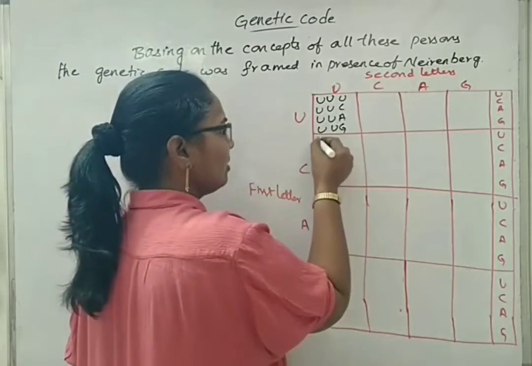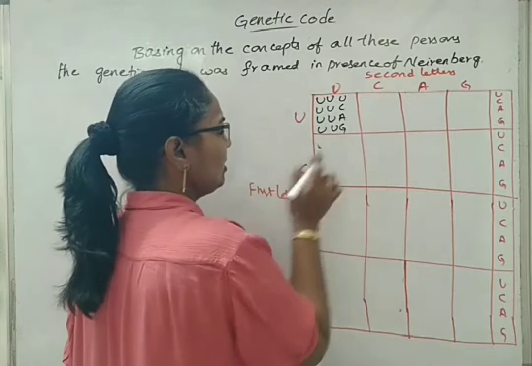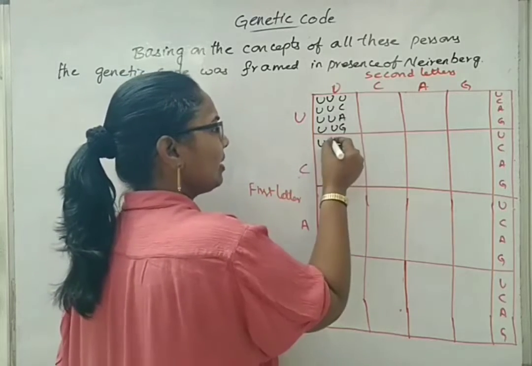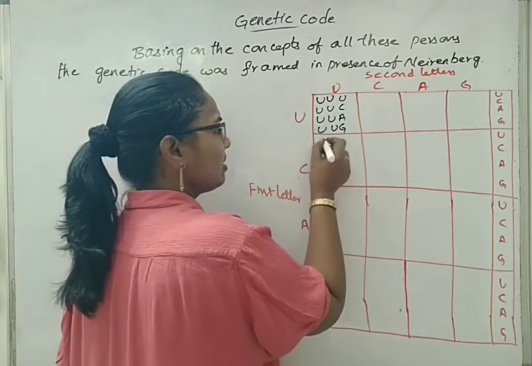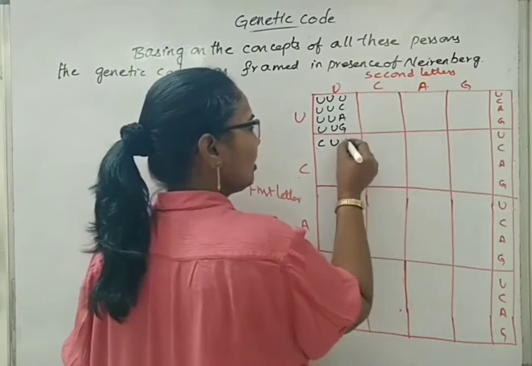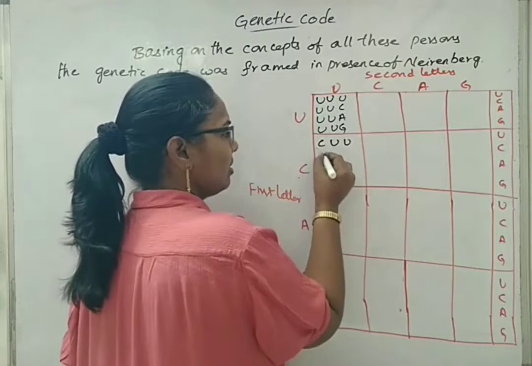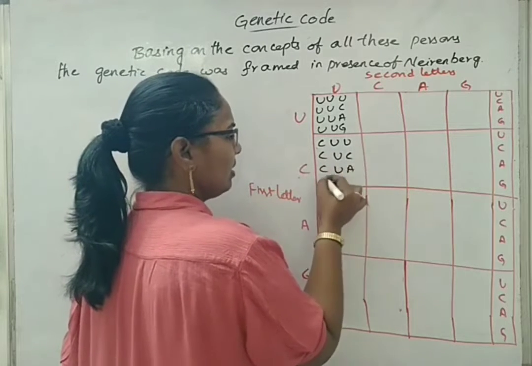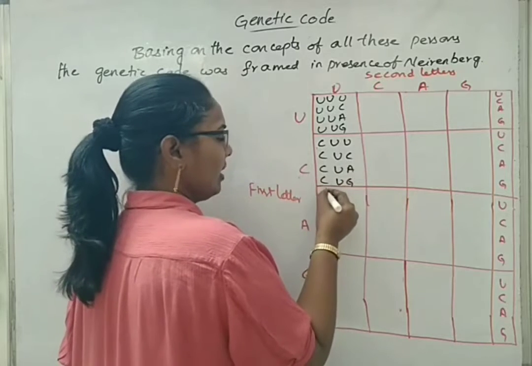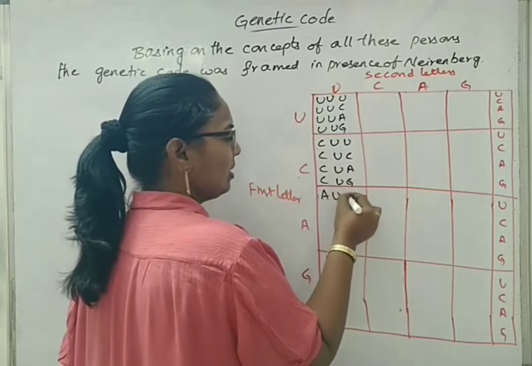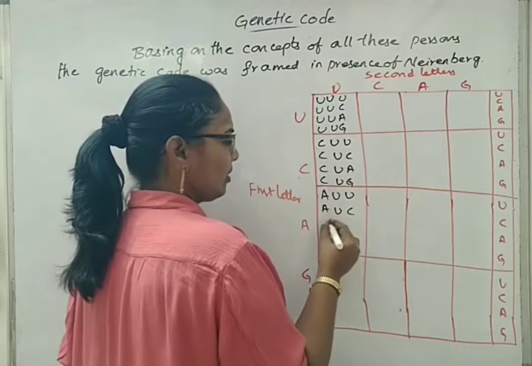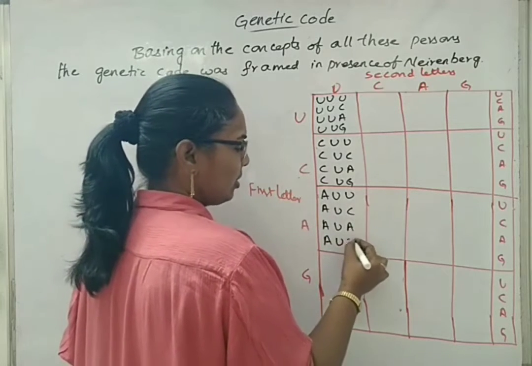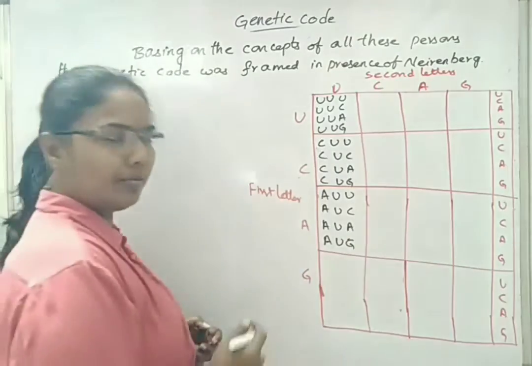And another one. So here is cytosine. Cytosine, uracil, first of all we will write cytosine. The second letter should be written, which is on the upper side. Cytosine, uracil. Third one, we should write like this, the third letter. Like C, U, C. C, U, A, C, U, G. Next, adenine, uracil, uracil. Adenine, uracil, cytosine. Adenine, uracil, adenine. Adenine, uracil, guanine. The combinations should be written like this.